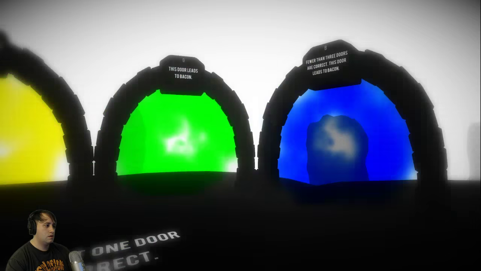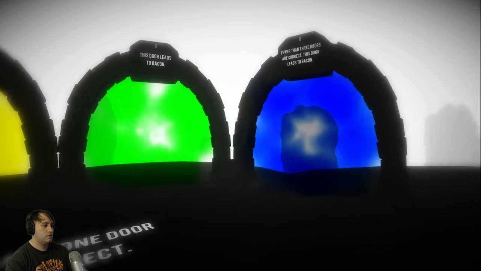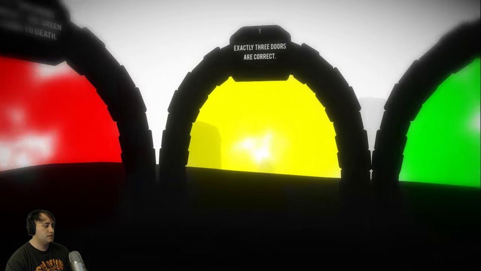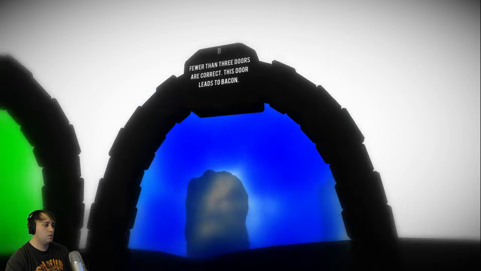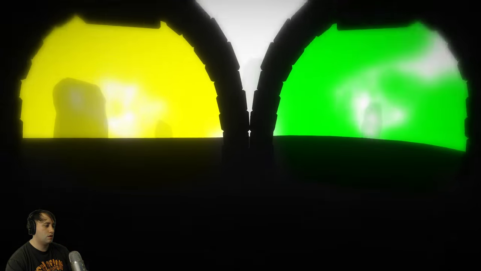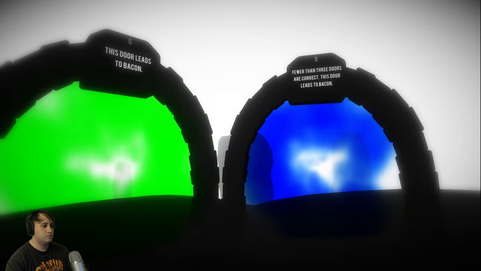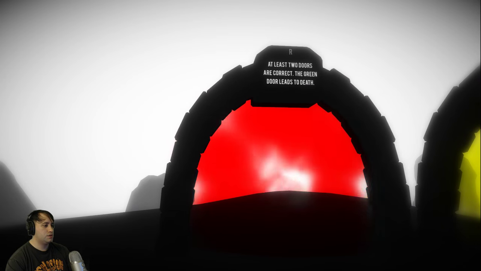So, let's see. So, the yellow door and the blue door are not compatible, because this says exactly three doors are correct, but fewer than three doors are correct. So these two are wrong. Or at least one of them is wrong.